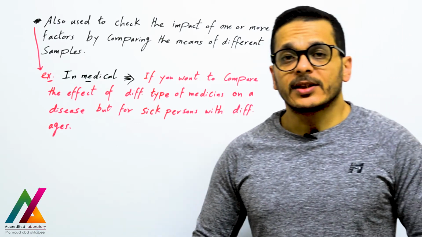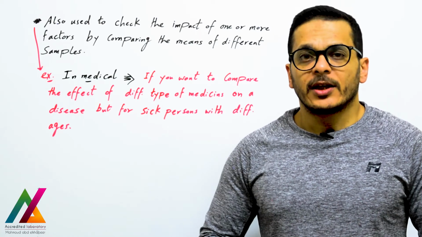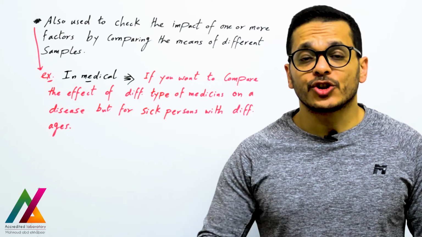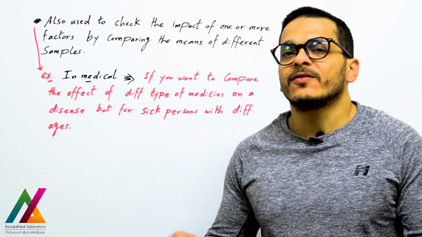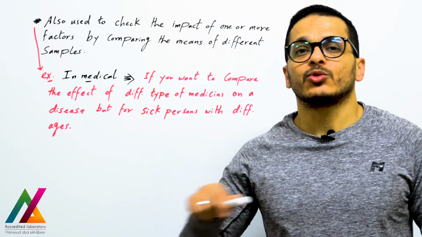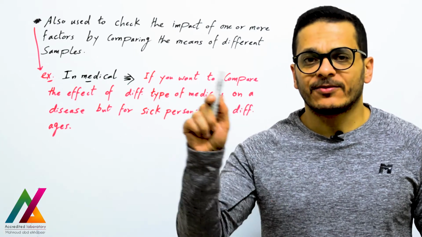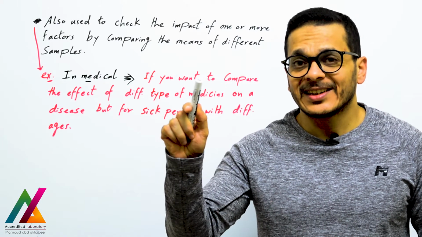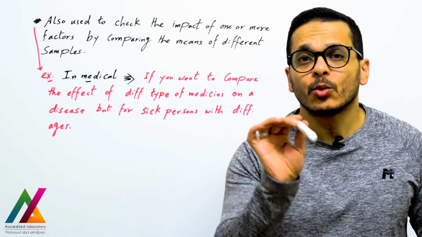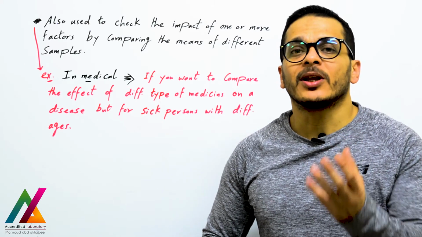As an example for that, if you have 2 or 3 medicines used to cure blood pressure, and you want to compare the effect of these 3 medicines on the blood pressure, but for sick persons with different ages, from 10 to 20, from 20 to 40, from 40 to 60. So you have 2 independent variables, and you want to test the effect of the 2 independent variables on one dependent variable, which is the disease itself, the blood pressure.